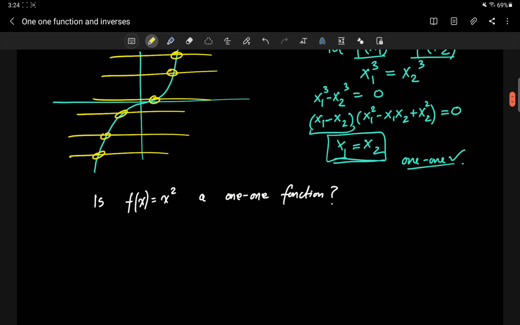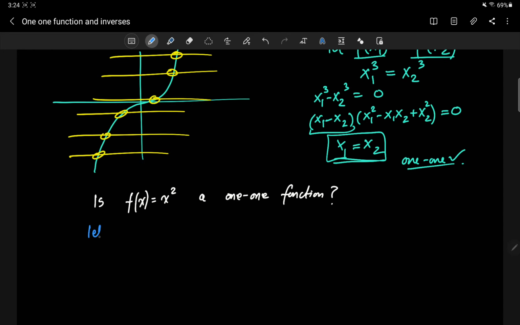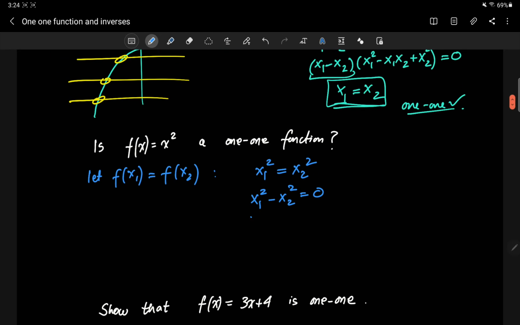Now, is x squared a 1, 1 function? Let's go by definition. So let's let f of x1 equal f of x2. So I have x1 squared equals x2 squared. x1 squared minus x2 squared is 0. But that means x1 minus x2 or x1 plus x2 is 0. And that actually gives me two solutions, x1 equals x2 and x1 equals negative x2. So this is not.